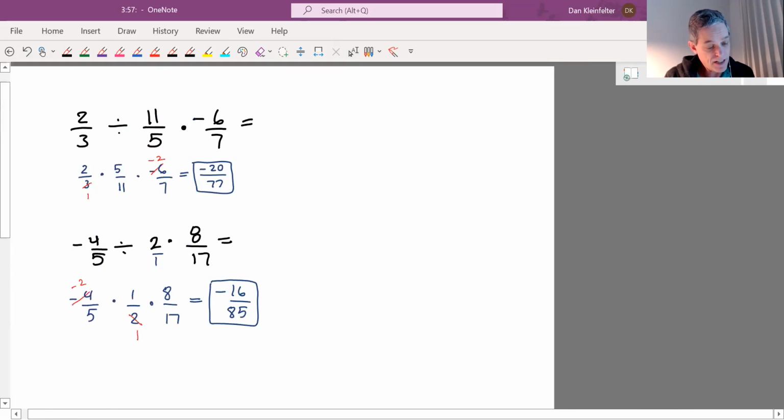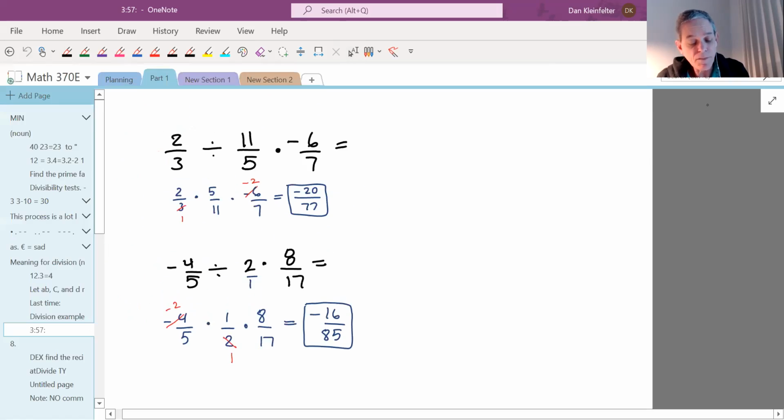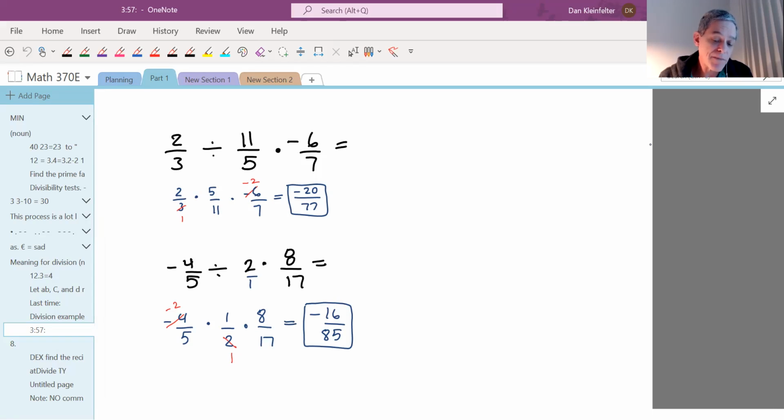Okay, so there's a couple of examples involving division with fractions. In the next video, we'll see some more examples along with some applications.